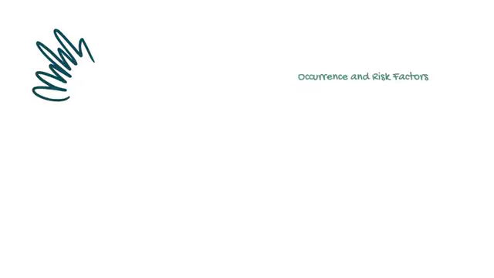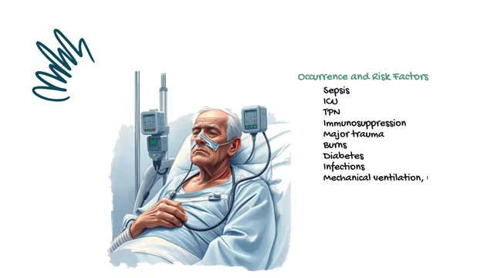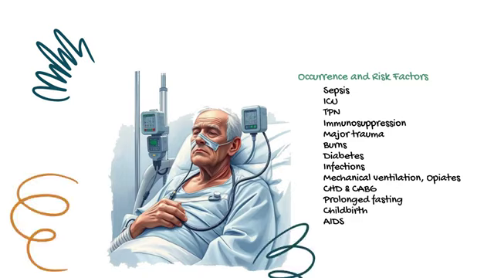Risk factors include sepsis, ICU stay, total parenteral nutrition, major trauma, burns, diabetes, prolonged fasting, immunosuppression, mechanical ventilation, cardiac surgery, childbirth, AIDS, and systemic vasculitis. It is most common in elderly men.